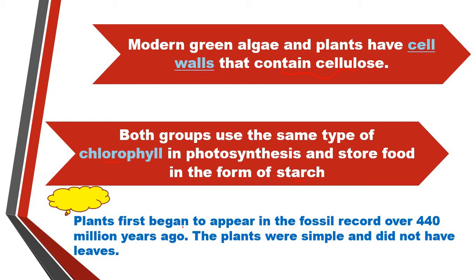Plants first began to appear in the fossil record 440 million years ago, so plants are one of the most ancient living organisms on Earth. But at this time, plants used to be without any leaves.